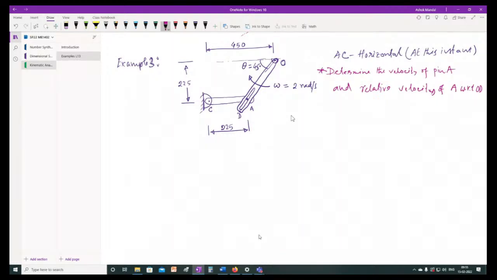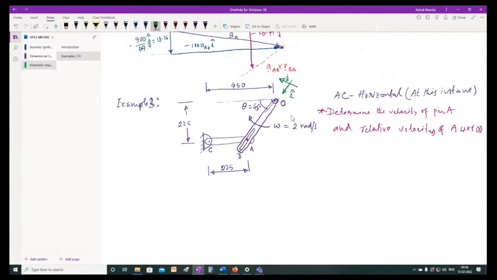Okay, so for ease of calculation, we attach a coordinate system. We use two unit vectors: this direction we call I, and perpendicular to that direction is J. So where is our K? K unit vector, which direction? Perpendicular to the plane. Out of the paper.